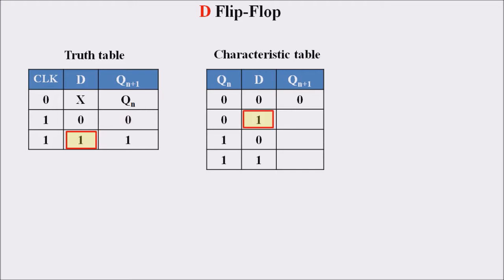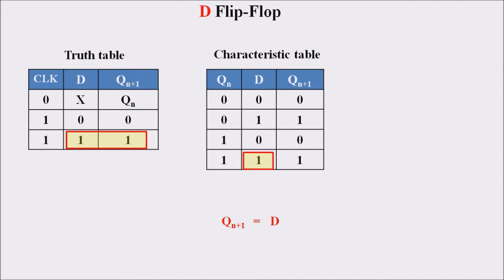Now we are moving to the second case, that is D value is 1. From the truth table, if D is equal to 1, then the output will be 1, that is Qn plus 1 is equal to 1. And if D is equal to 0, then the output will be 0, thus Qn plus 1 equal to 0. And if D is equal to 1, then the output will be 1, thus Qn plus 1 is equal to 1. That is, Qn plus 1 is always D itself. So this is an important case. Keep in mind that Qn plus 1 is equal to D in the case of a D flip-flop. So this is the characteristic table of this D flip-flop.